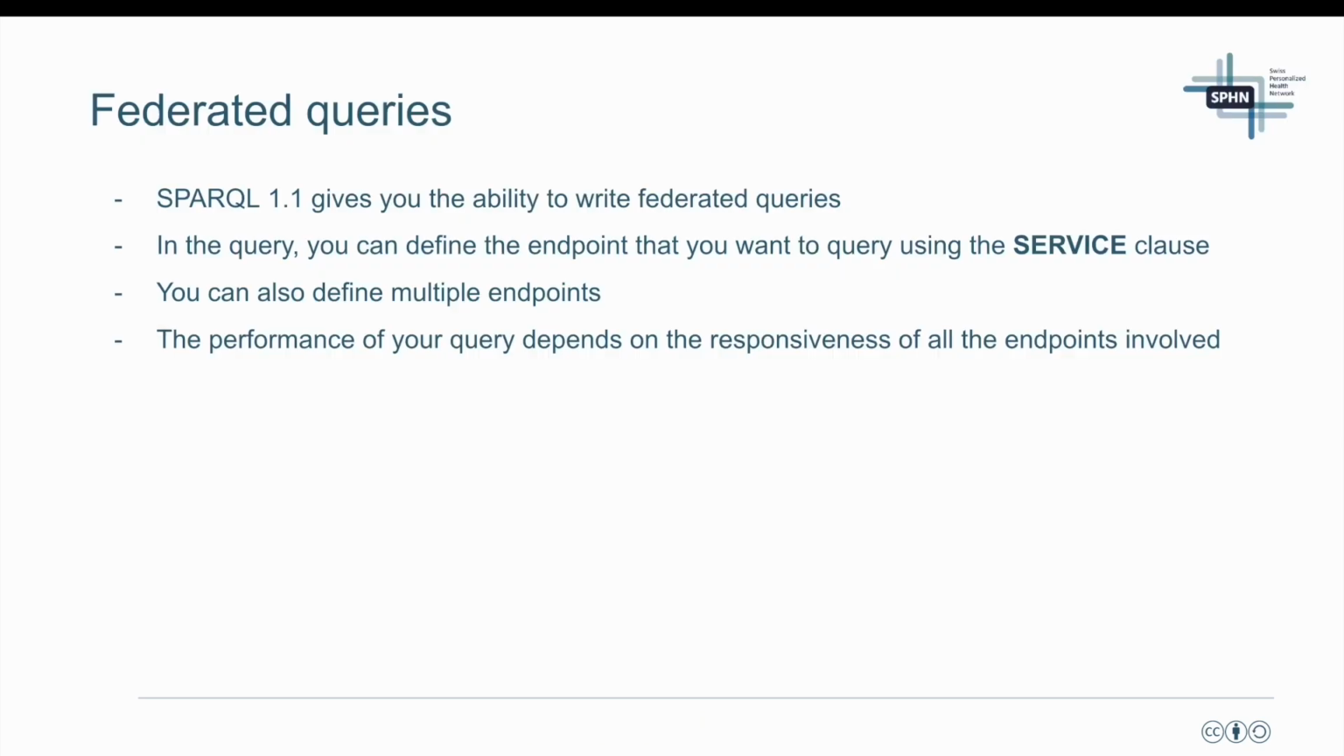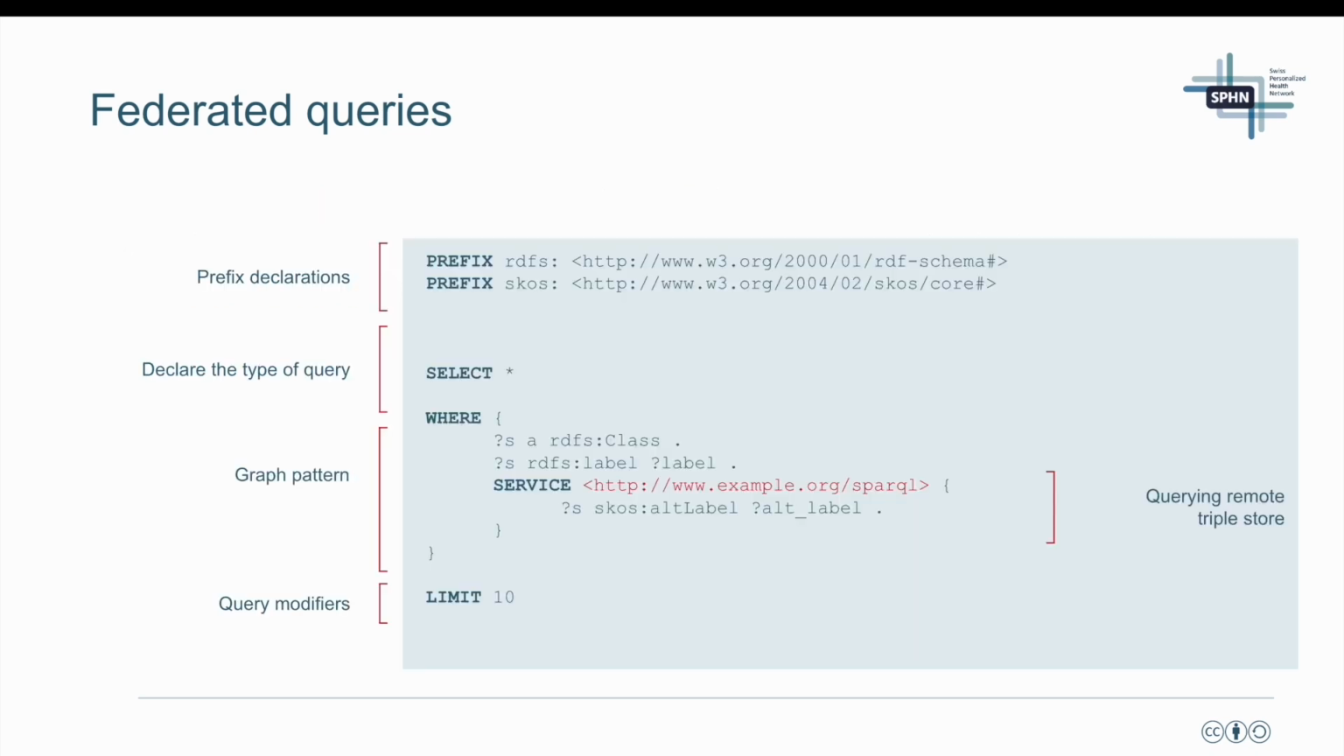One interesting feature of SPARQL is federated queries. A federated query is where you combine two or more SPARQL endpoints within the same query. In your SPARQL query, you can define the endpoint to use using the service clause, and you can define multiple endpoints within a single query. One thing to note is that the performance of your SPARQL query will depend on the responsiveness of all the endpoints involved. Here's a small example of a federated query.